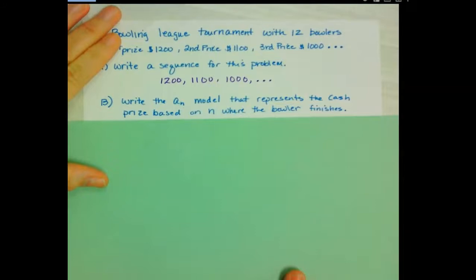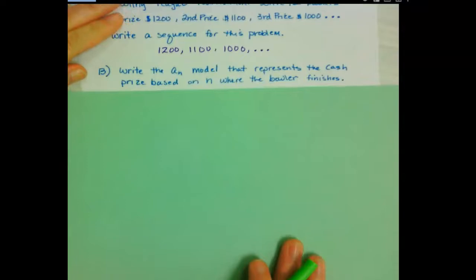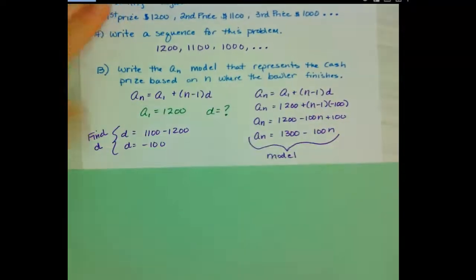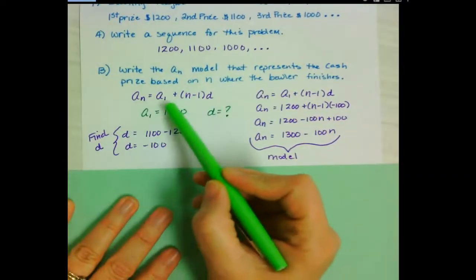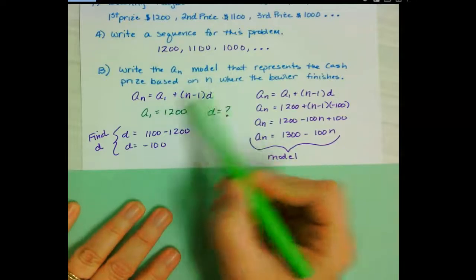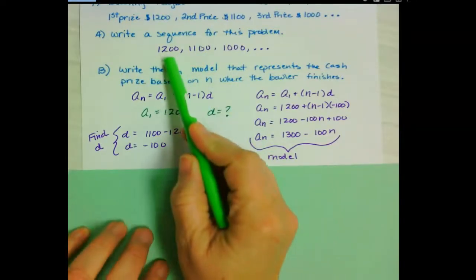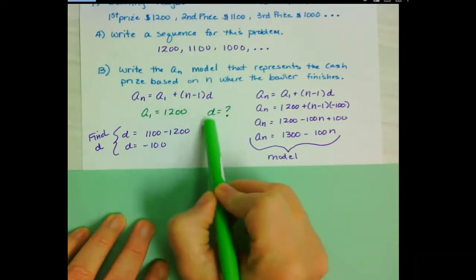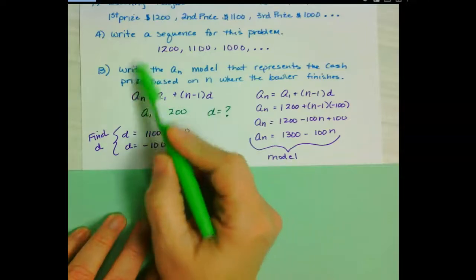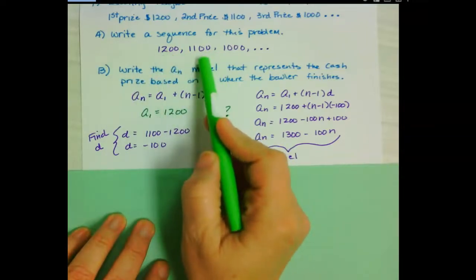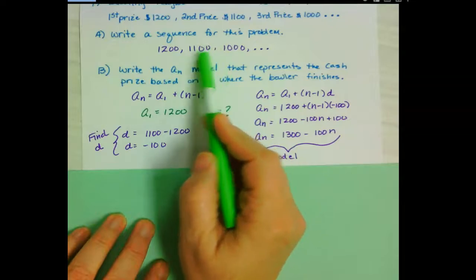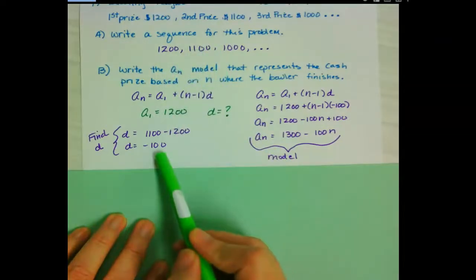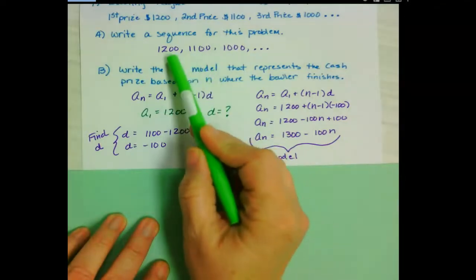All right, so the first thing we're going to do is write an a sub n model that represents the cash prize based on n, where the bowler finishes. And so to do that, we're going to use our model. So I have a sub n equals a sub 1 plus n minus 1 d. And so I know from my problem the first bowler is the $1,200 guy, or lady, so they get $1,200. And then we don't know what the common difference is, but it's super easy to find because, again, we have consecutive numbers. So 1,200 and 1,100, just remember to subtract in the right order. 1,100 minus 1,200 gives me a difference of negative 100. If you subtract in the wrong order, you're going to get positive 100, and that's not going to work well for the problem. So make sure it's second term minus the first term.